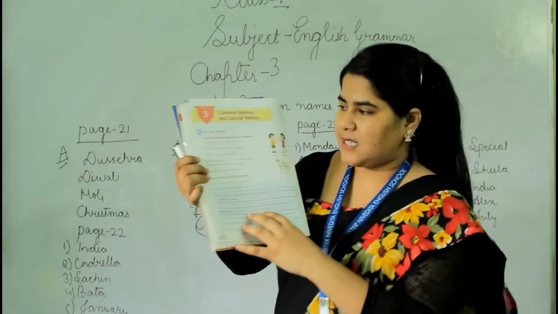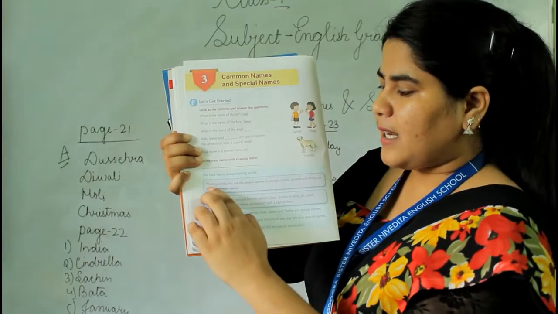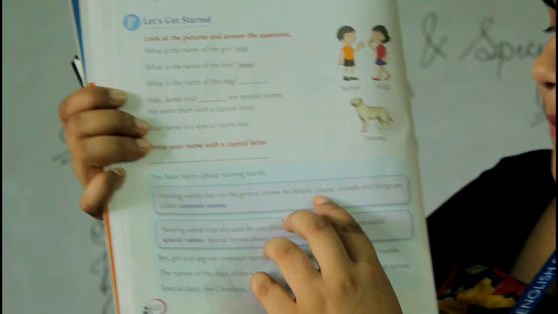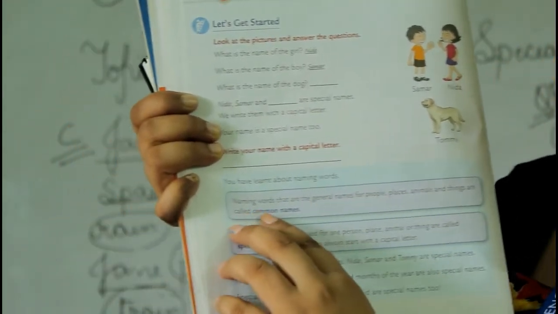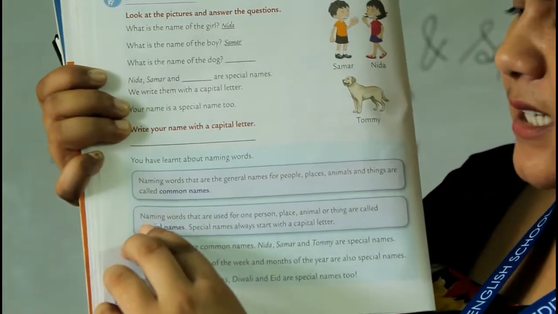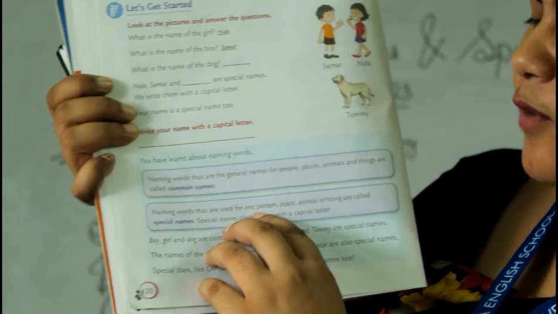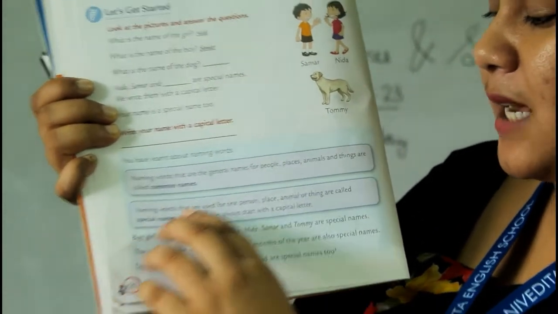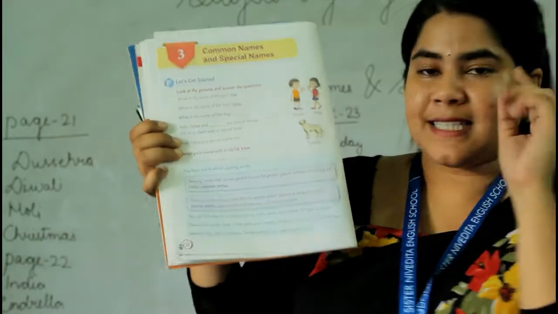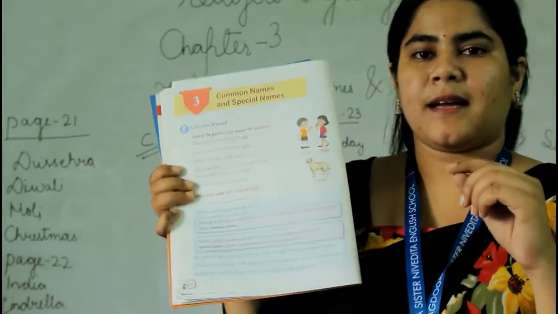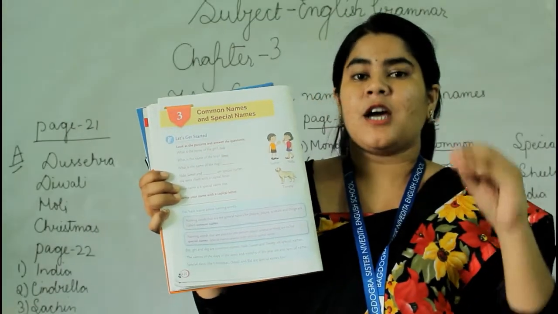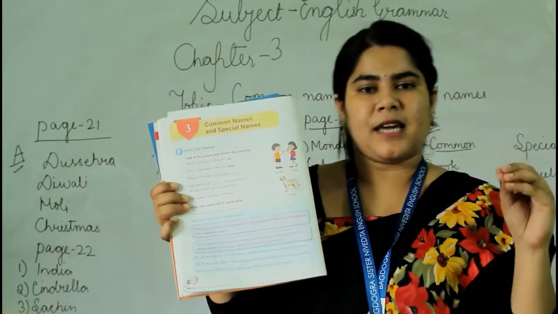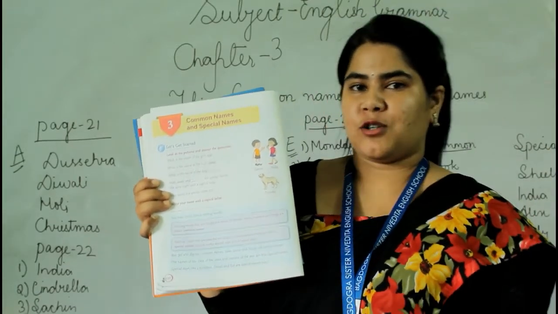Once again, let's see this definition. Naming words that are the general names for people, places, animals and things are called common names, and naming words that are used for one person, place, animal or thing are called special names. Special names always start with a capital letter. Remember this: special names we should always start with a capital letter, but common names we can start with a small letter also.